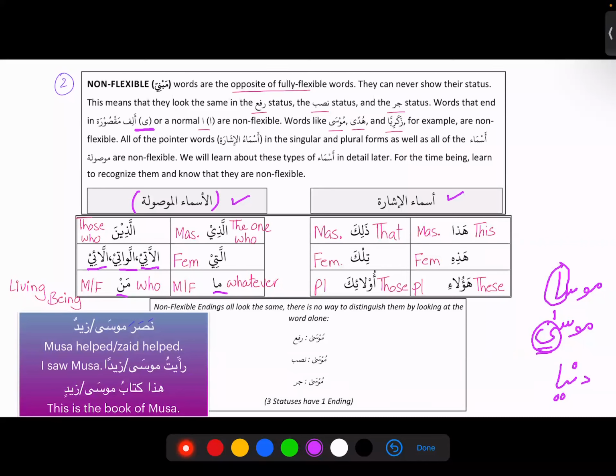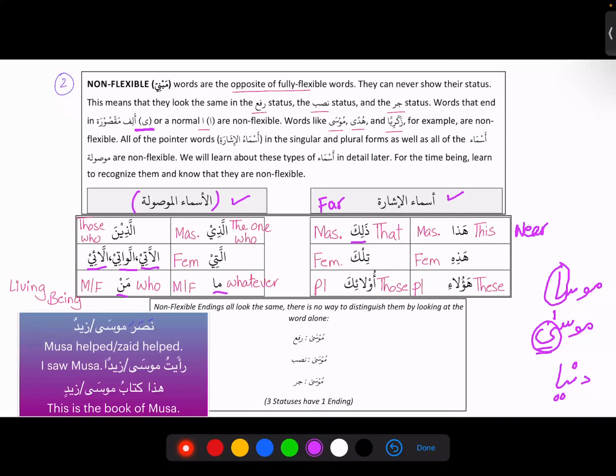Then we have a small ishara, a pointer, like in English we have this, that, right? The same, we have a small ishara in Arabic, and we use the word hadha. Hadha means this. This is masculine and singular. And then hadha is the near pointer, and dhalika is the far pointer.